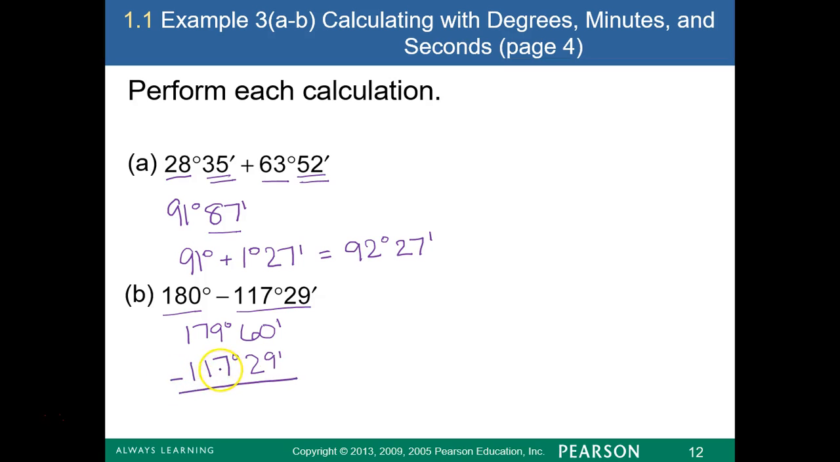So when we subtract the minutes, we end up getting 31. And then subtracting the degrees, we get 62. So there's our solution for that one.